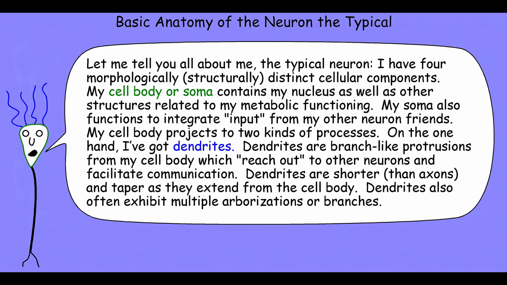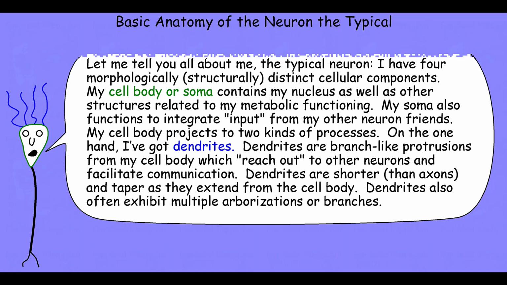The cell body has 2 different kinds of processes that project from it. On the one hand, we have dendrites, shown in the blue there. Dendrites are branch-like protrusions from the cell body which reach out to other neurons and facilitate communication. Dendrites are shorter than axons and taper as they extend from the cell body. Dendrites also exhibit multiple arborizations, or branches.